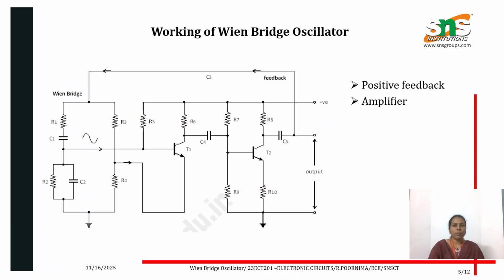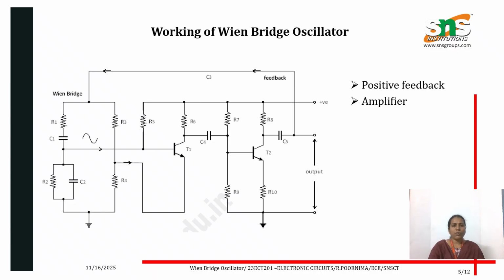So, working of Wien Bridge oscillator. Let's see the working in detail. The positive feedback is provided by the Wien Bridge network. It consists of R1 C1 in series and R2 C2 in parallel, which acts as a low pass filter and a high pass filter. It also consists of R3 R4 which is used for providing the negative feedback.